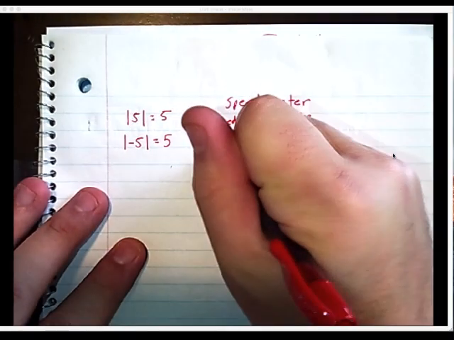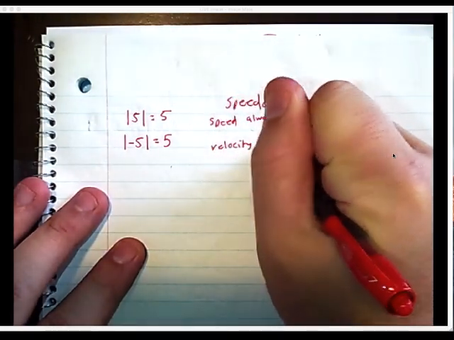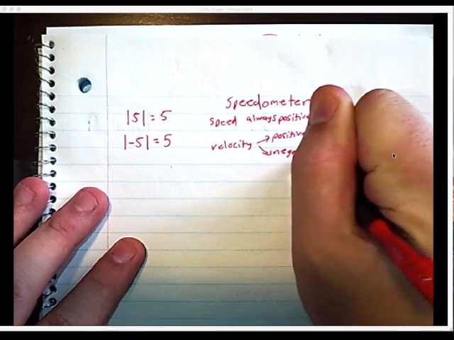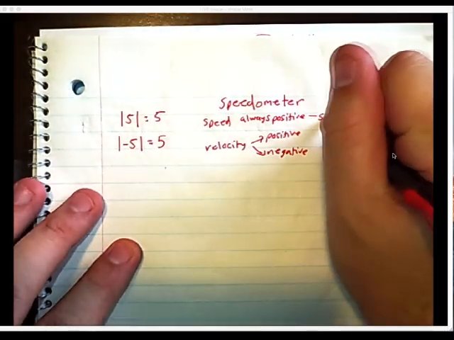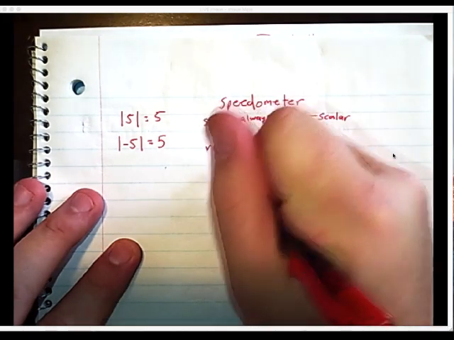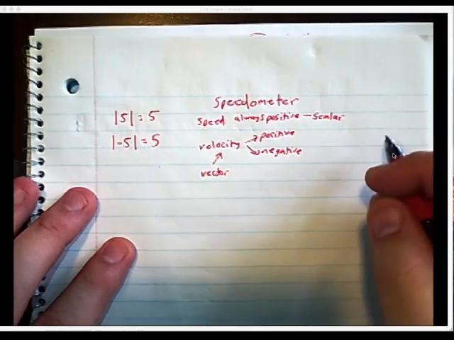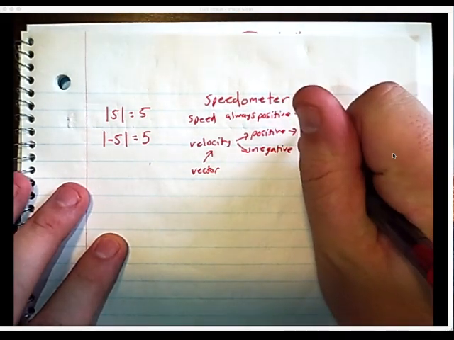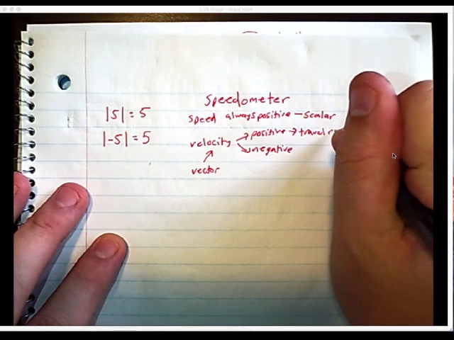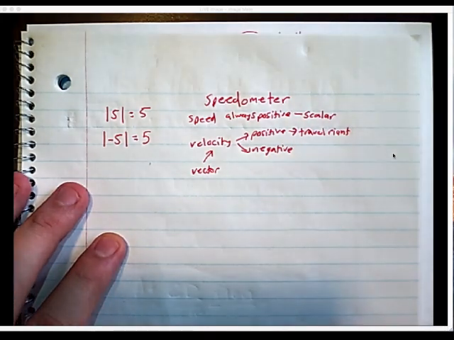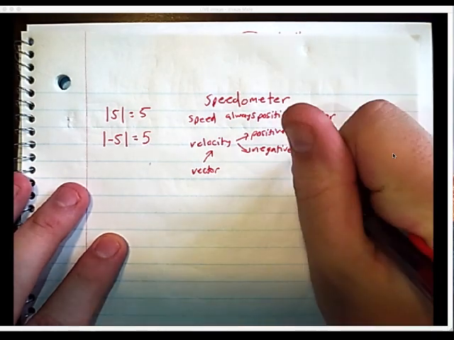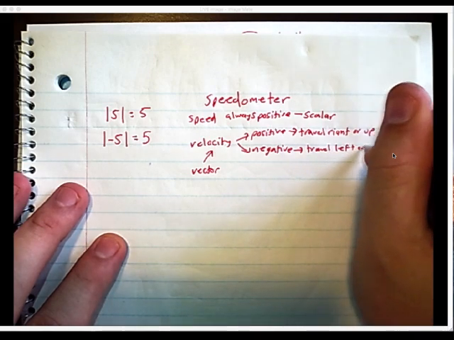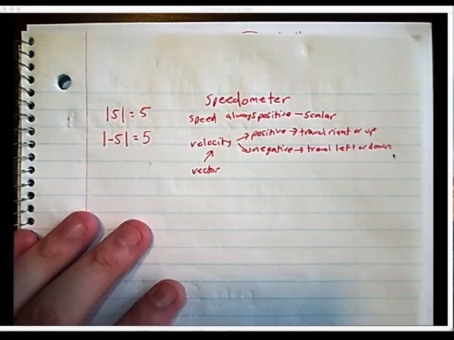That's different than velocity. Velocity can either be positive or negative. Speed is what's called a scalar quantity, but velocity is a vector. If velocity is positive, we're usually talking about particle motion, a particle traveling right, or up. But if velocity is negative, we're traveling left or down, if a particle is moving up and down the y-axis.